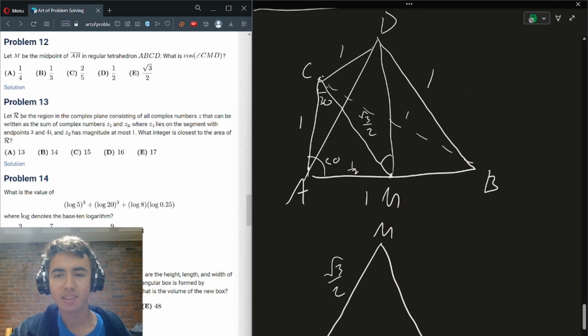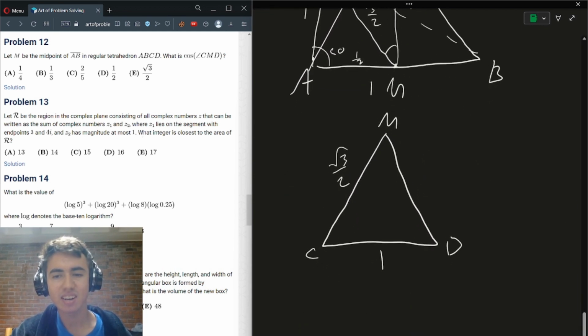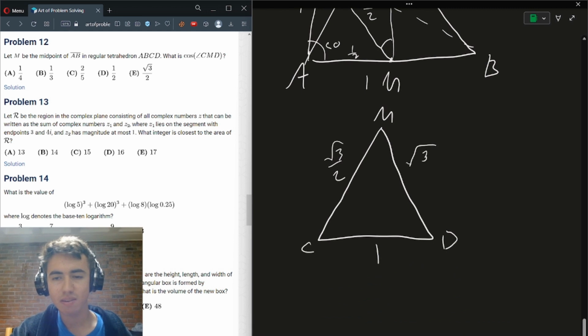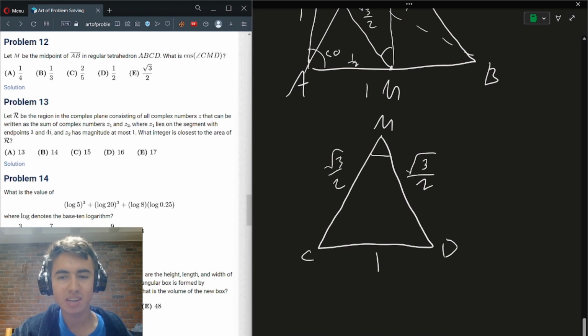We can do basically the exact same thing to get MD is also square root of 3 over 2, right? AMD is 30, 60, 90 as well. So let's put this as square root of 3 over 2. And with all of the side lengths of triangle CMD, that should be enough information to get the angle that we desire. Now, there are multiple ways to finish off the problem. I'm going to use the law of cosines.